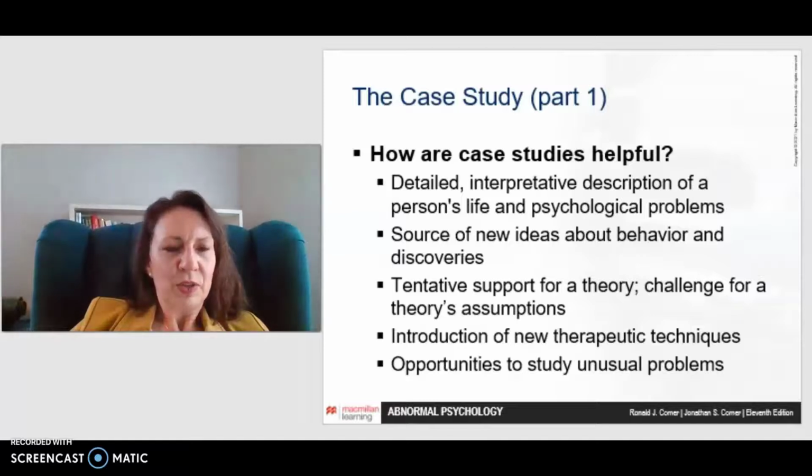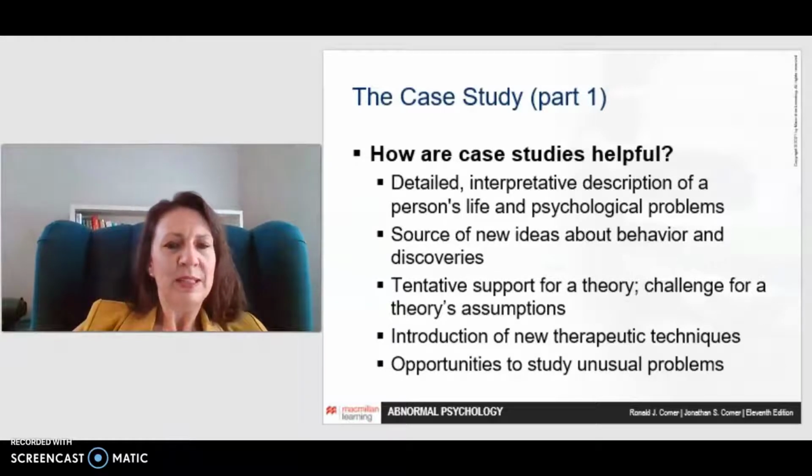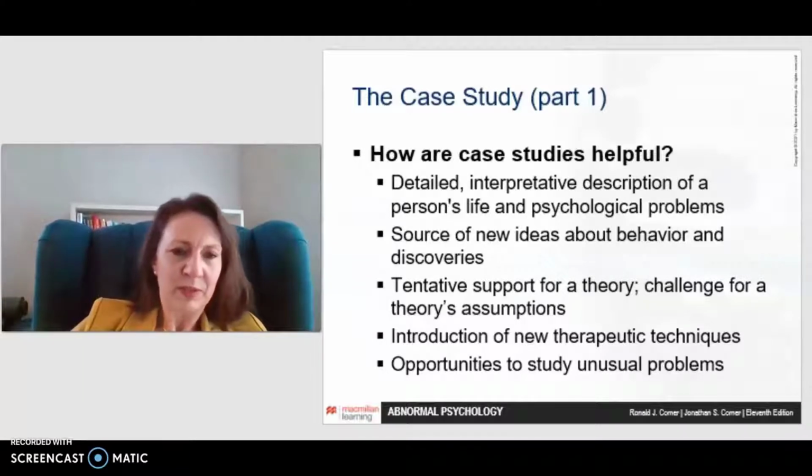Case studies is the first type of research that we use. And that's where you have an individual or just a few individuals that we study at close range very carefully. It provides a detailed interpretative description of a person's life and psychological problems. It's the source of new ideas about behavior and discoveries many times because we're really focusing in on someone's behavior and we might find out something new.